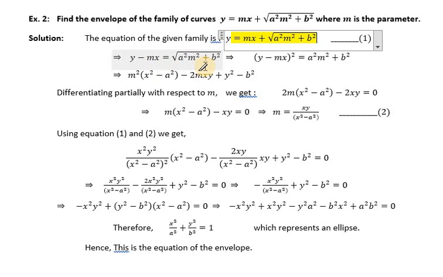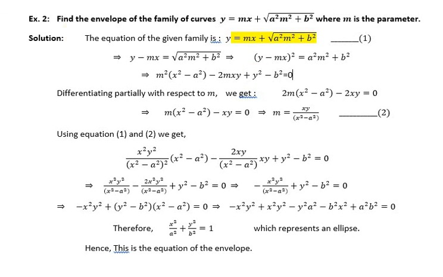By squaring both sides, we get y minus mx whole square is equal to a square m square plus b square. By expanding y minus mx whole square and transferring terms to one side, we get m square into x square minus a square, minus 2mxy, plus y square minus b square is equal to 0.